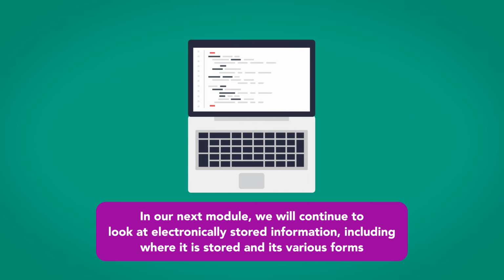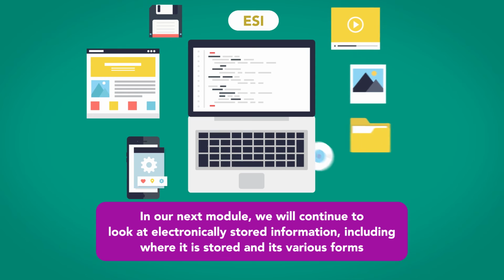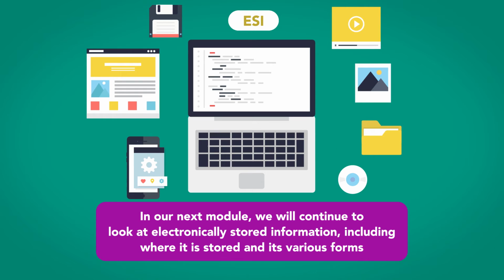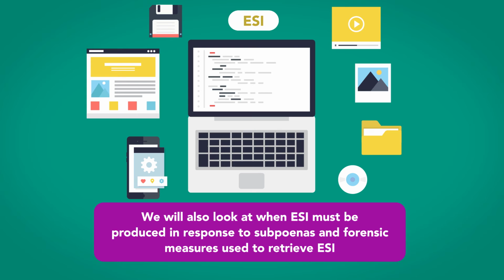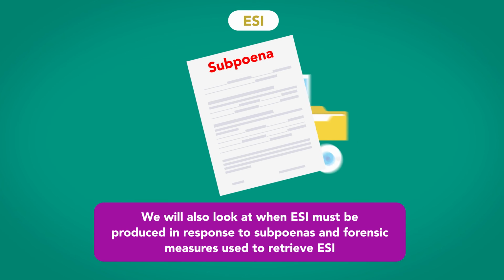In our next module, we will continue to look at electronically stored information, including where it is stored and its various forms. We will also look at when ESI must be produced in response to subpoenas and forensic measures used to retrieve ESI.